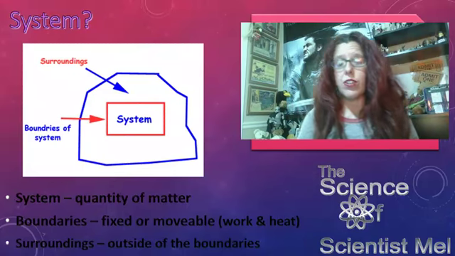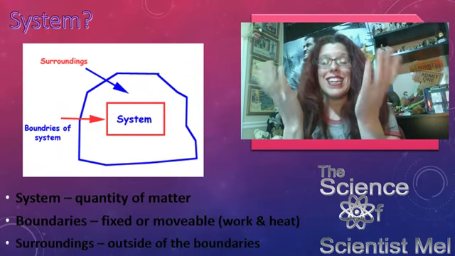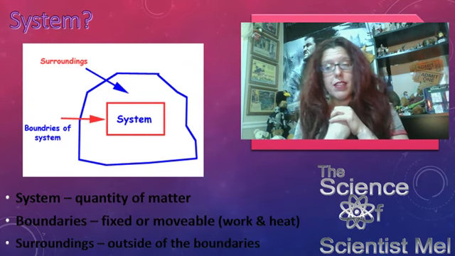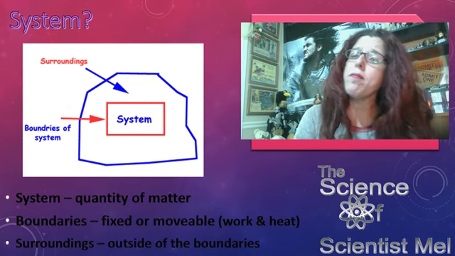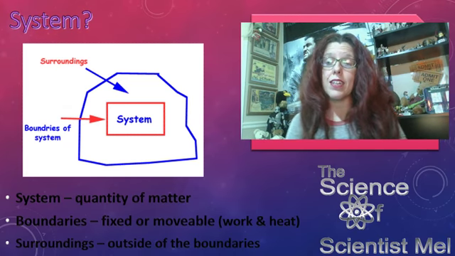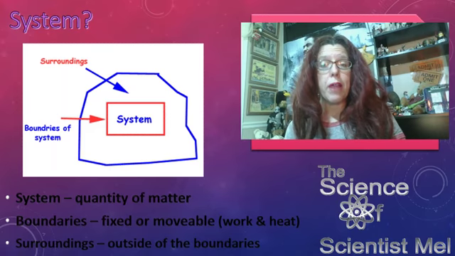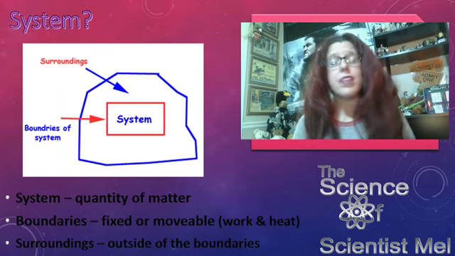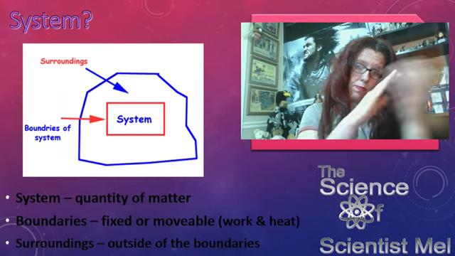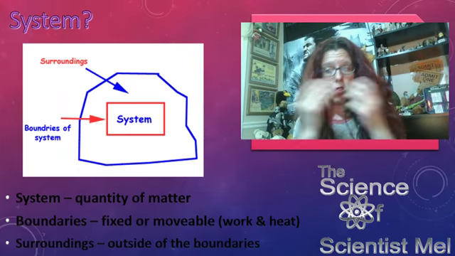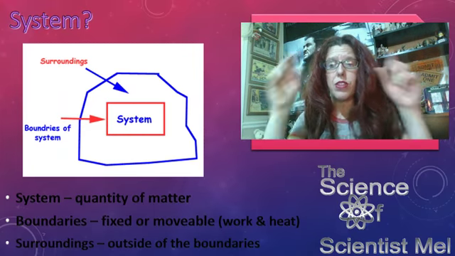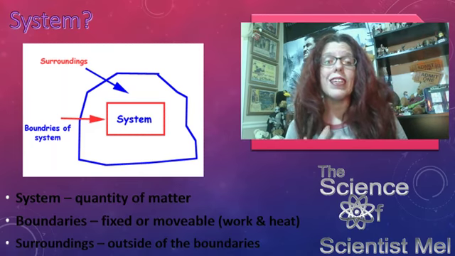First thing we need to understand is, what is a thermodynamic system? It's a quantity of matter of fixed identity and fixed amount. We can draw the boundary around it. Now, boundaries can be fixed or they can move. Work or heat can be transferred across these boundaries. And the surroundings are everything outside of the boundaries.